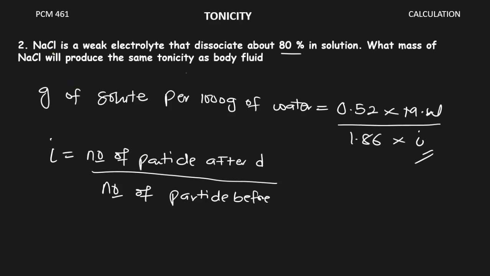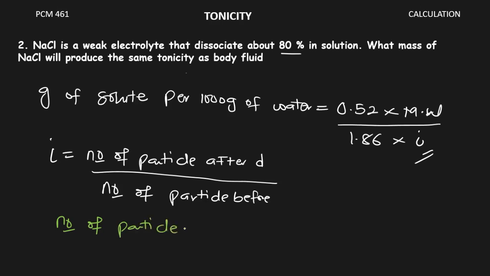So let us calculate the dissociation factor for sodium chloride. Now look at it. Sodium chloride is a weak electrolyte that dissociates about 80% in solution. Now let's assume there were 100 particles. So the number of particles before dissociation will be 100, right?